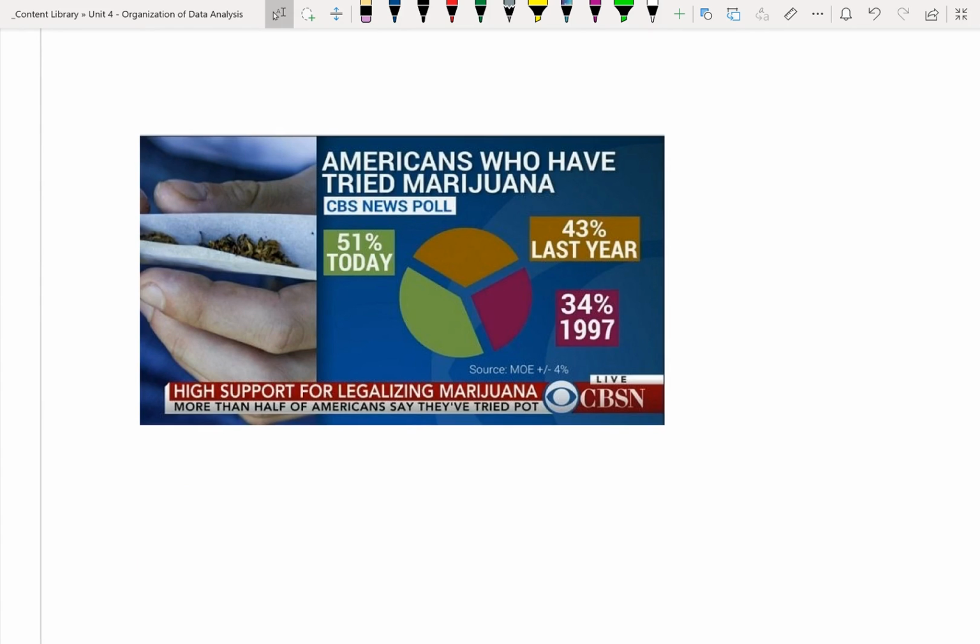Looking at a screenshot from a news report on TV. While it looks like a lot more Americans today have tried marijuana compared to last year and the year before, if you look at all of the actual values, 51, 43, and 34%, those numbers don't add up, right? The margin of error is 4%, but again, it still takes us way over.